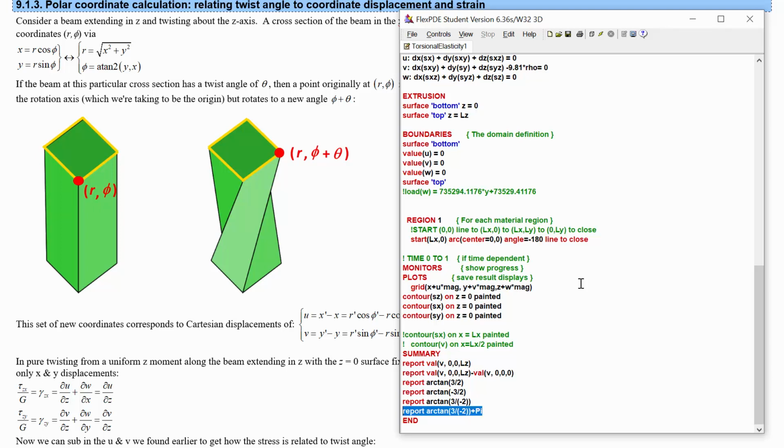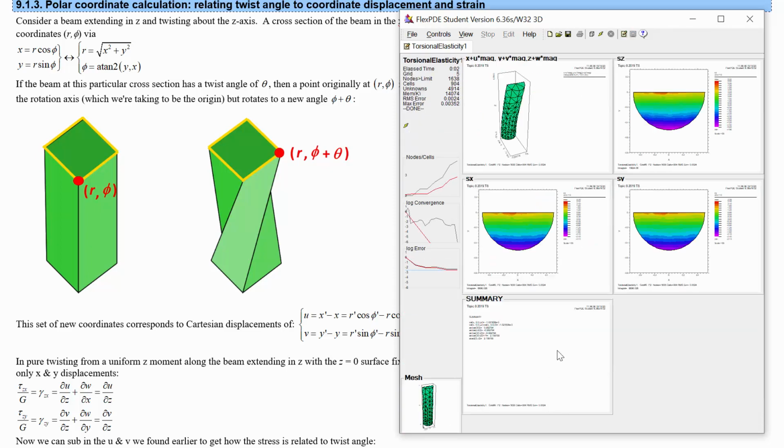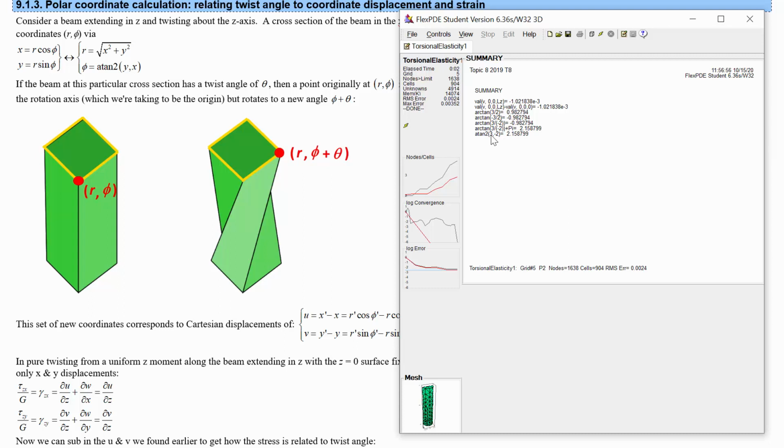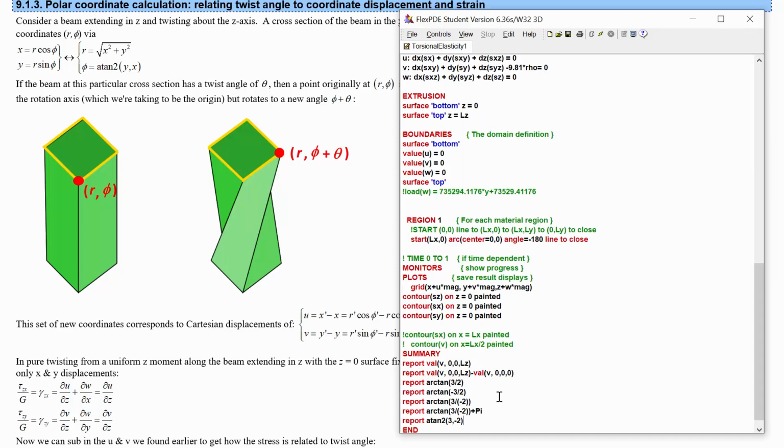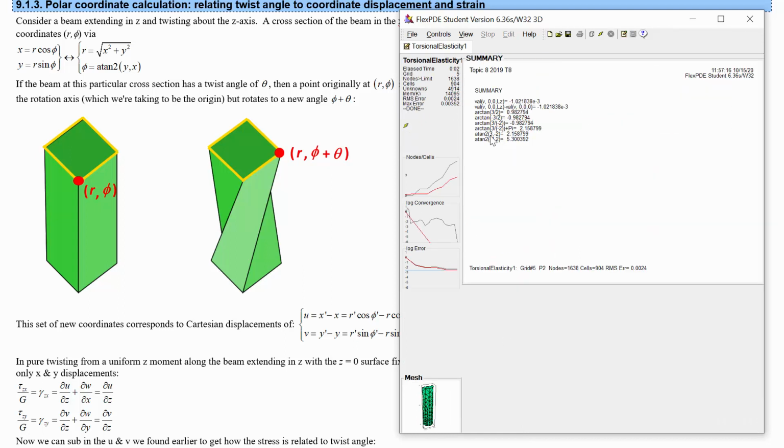Or you could use the arctan2 function. Let's see, is it atan2 in FlexPDE? 3, negative 2? Yes. So atan2 will keep track of what was the sign of y and the sign of x, which is lost when you just divide those two numbers, and then automatically give you the right angle. So this is the same as arctan of negative 3 and 2, the first argument over the second argument.